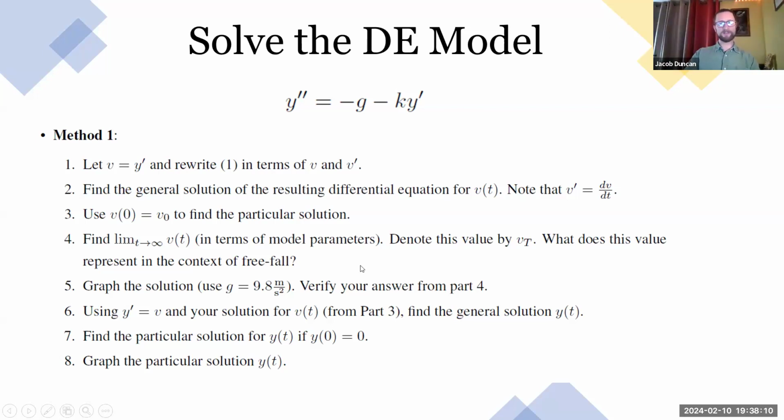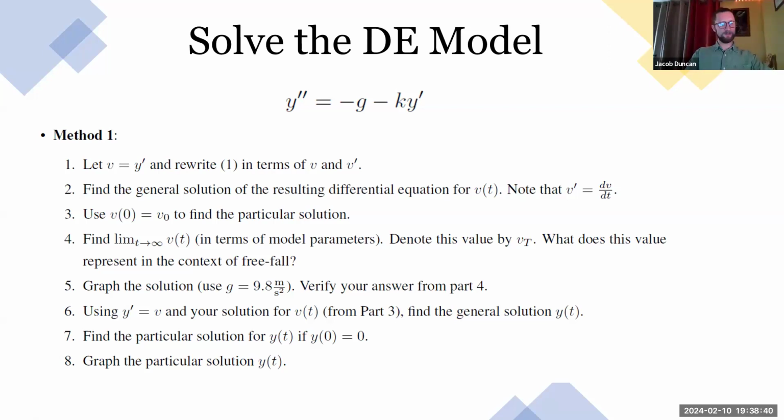Graph the solution for the velocity. And then they integrate up to get their position function. Find the particular solution, graph the particular solution. So same stuff that happened in the practice problem. It's just now they have that parameter k, and you can graph this stuff in Desmos, and then you use a slider for the drag coefficient parameter k. So you can see the shape of the curve changing.